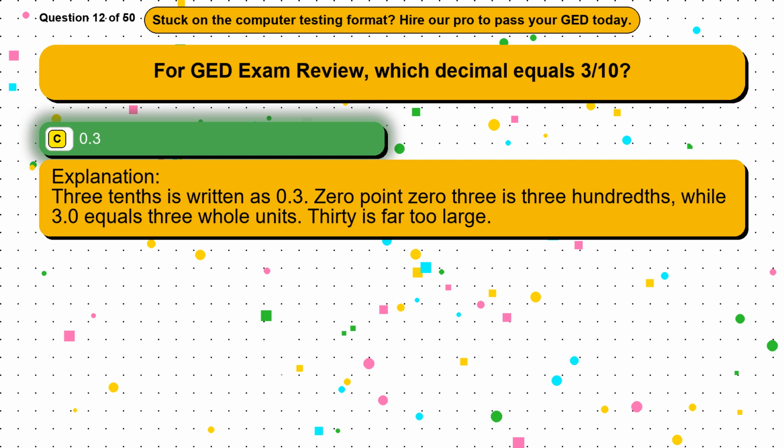0.03 is 3/100ths, while 3.0 equals 3 whole units. 30 is far too large.